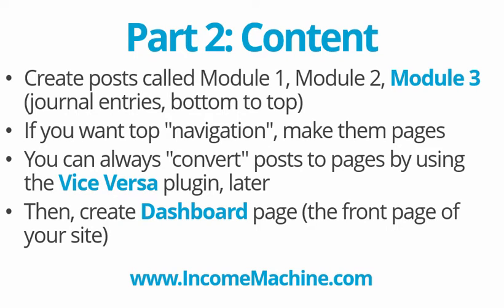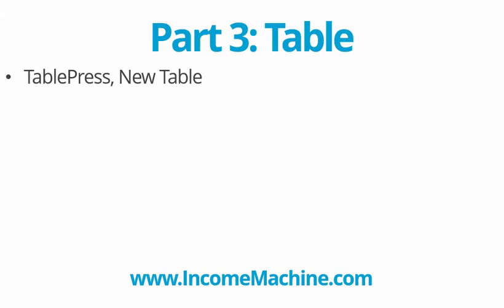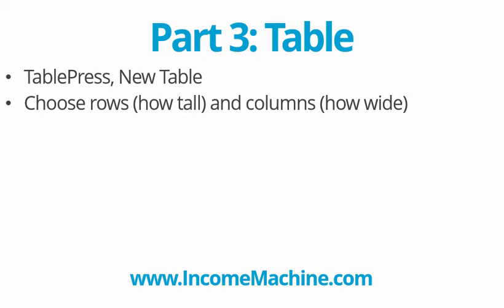And then we created a dashboard page, which is the front page of my site, and I manually linked to the 3 modules. That's the way I can link to modules, videos, reports, and kind of mix and match there. That's what we did so far. And then I want to make the table. So I'm going to go to the TablePress area and say New Table.